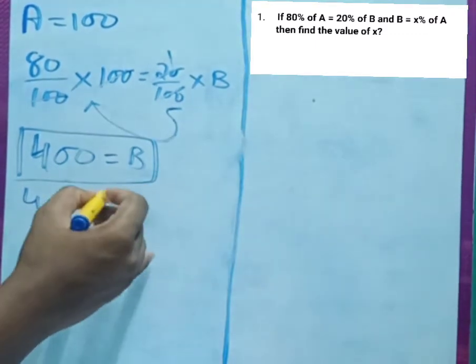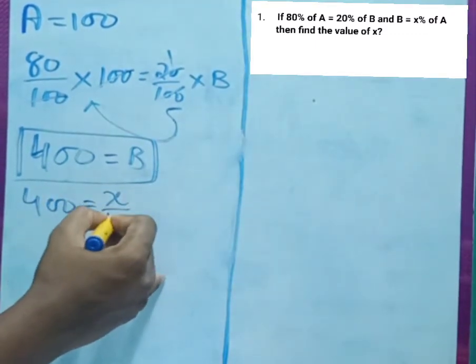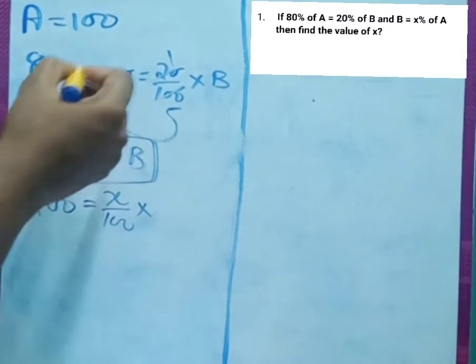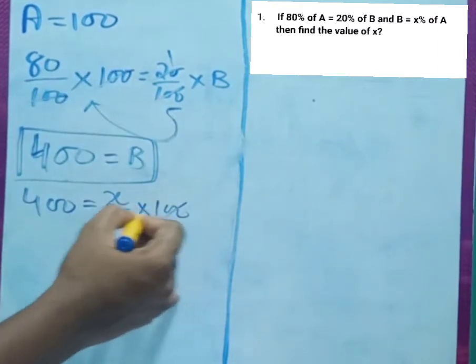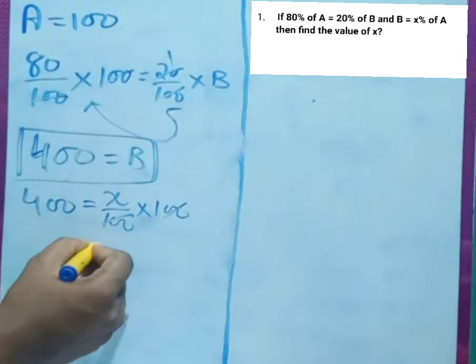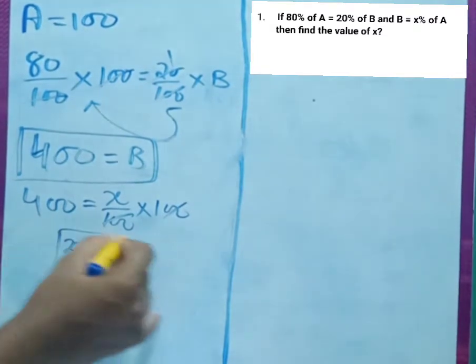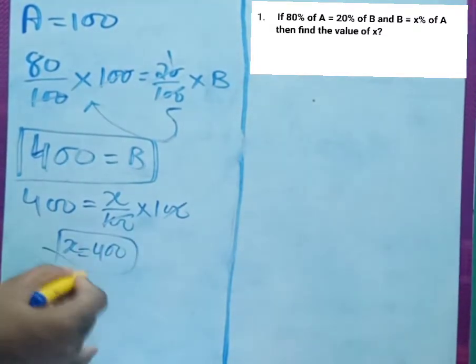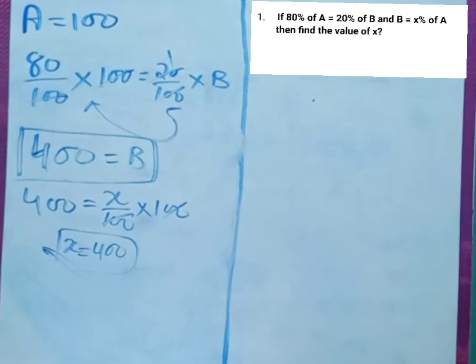We don't know X percentage. X percentage can be written as X upon 100 into A. A is nothing but 100. So 100 cancel. X is equal to 400. That's it friends, that's it. Let's see how easy it is. This is all you have to do. Just understand the question, frame an equation, solve this, you will get an answer. That's it friends. Are you getting my point or not? So I think a very easy question, right?